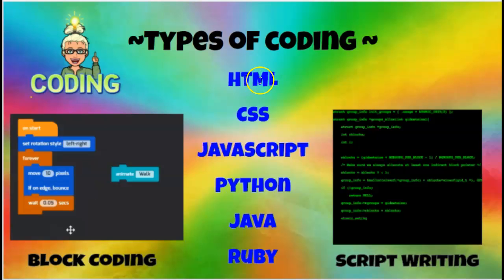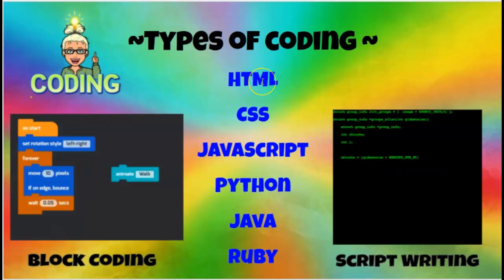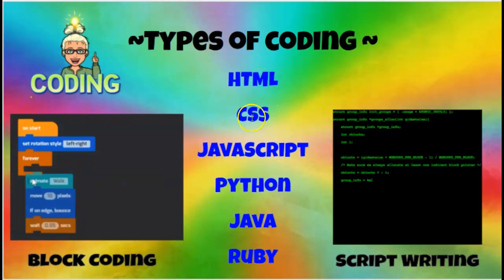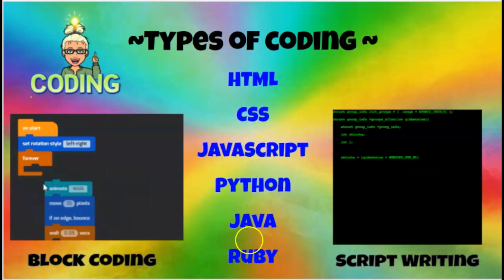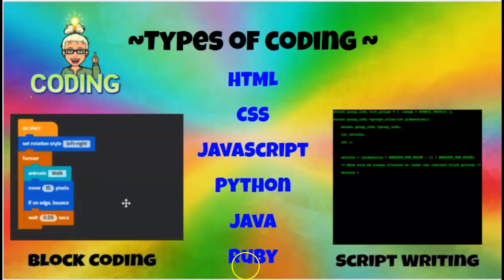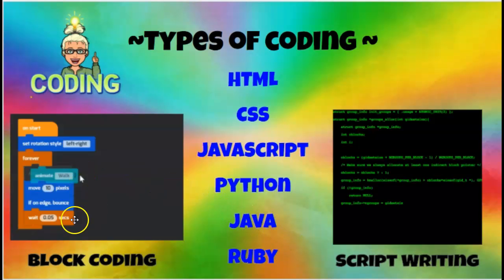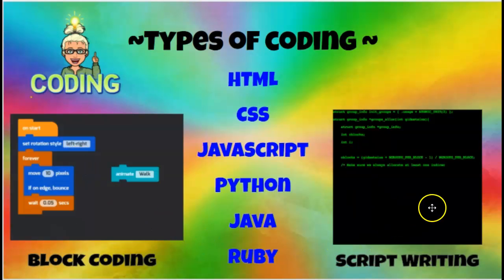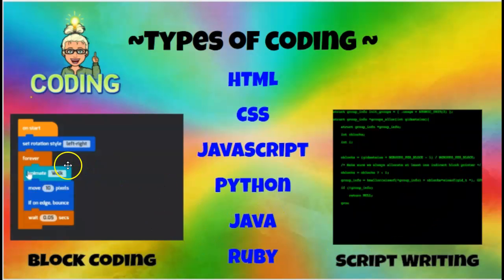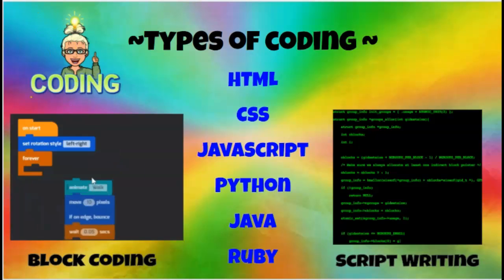One is HTML, which we know because we visit websites all the time. Others are CSS, JavaScript, Python, Java, and Ruby. One that we are familiar with is block coding. This is something new where JavaScript is actually embedded into these blocks, and this is how we learn.